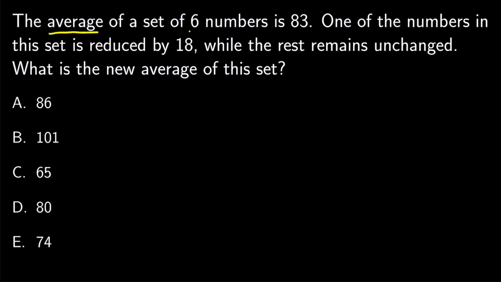The average of a set of 6 numbers is 83. One of the numbers in the set is reduced by 18 while the rest remains unchanged. What is the new average of this set?